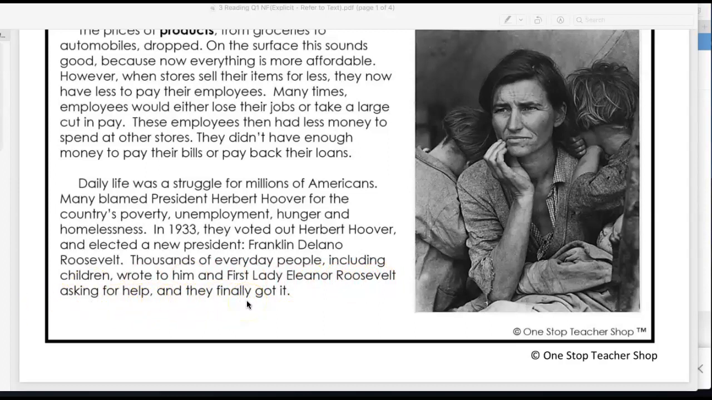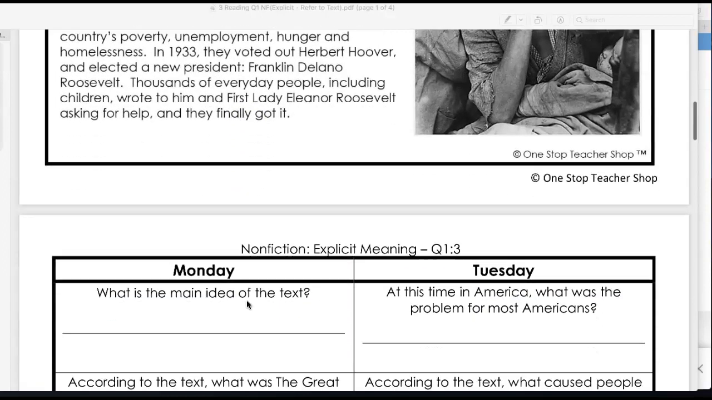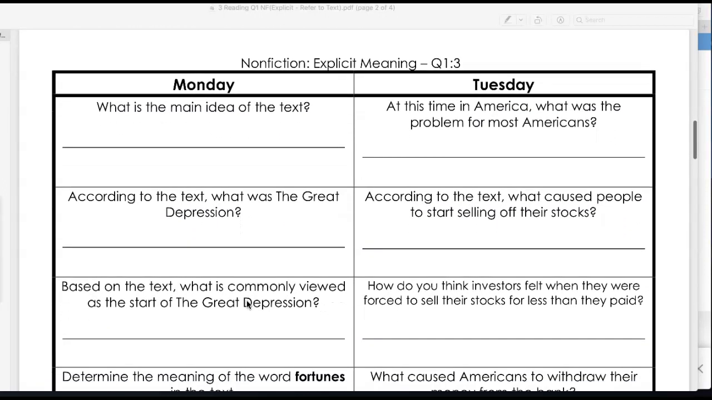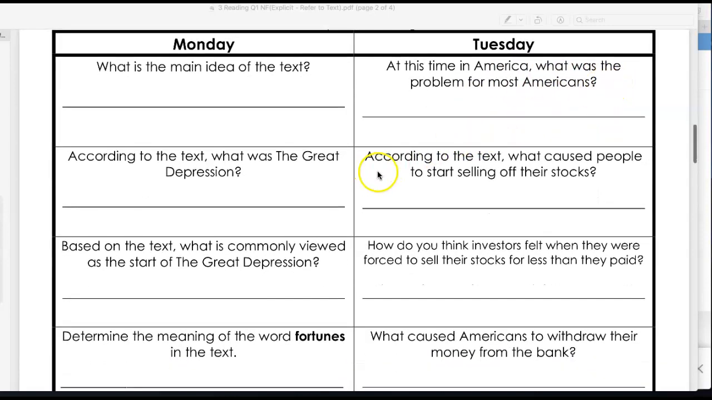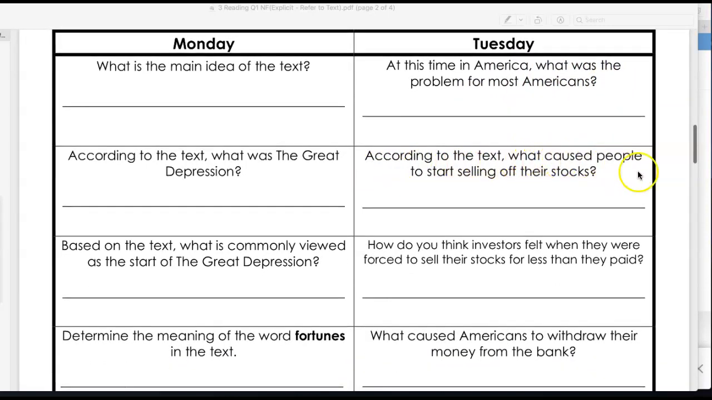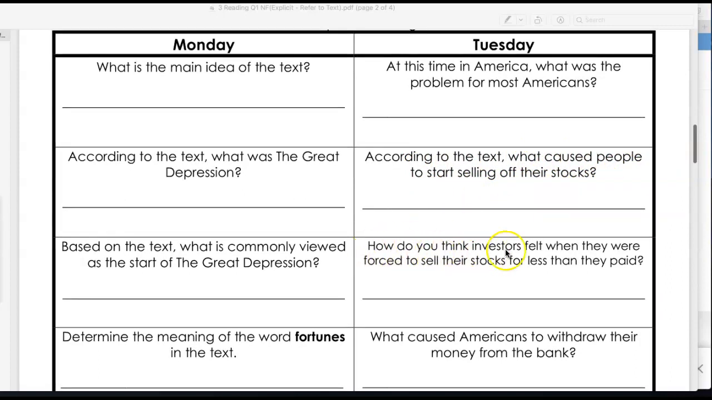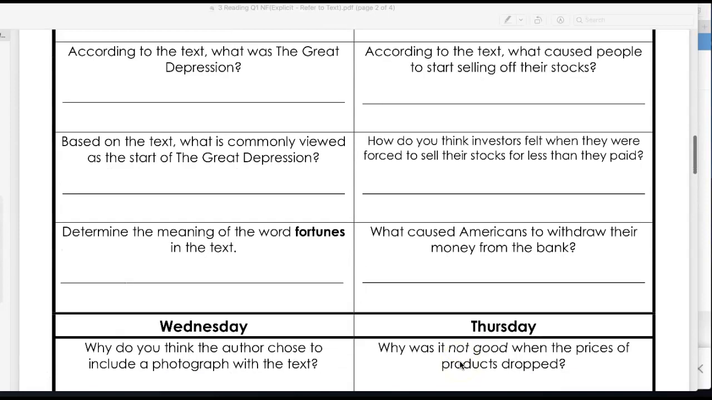So now I'm going to read you Tuesday's questions and all the way to Thursday. At this time in America, what was the problem for most Americans? According to the text, what caused people to start selling off their stocks? How do you think investors felt when they were forced to sell their stocks for less than they paid? What caused Americans to withdraw their money from the bank?